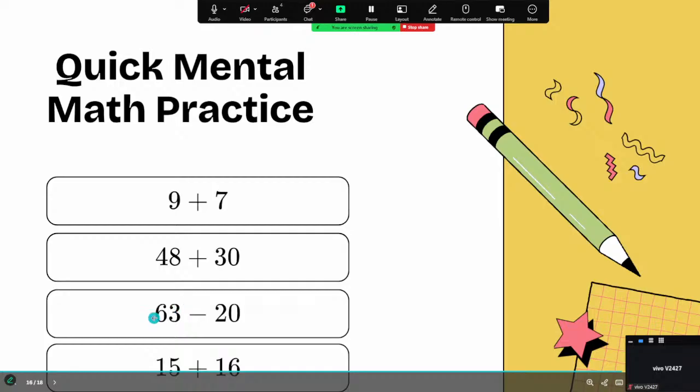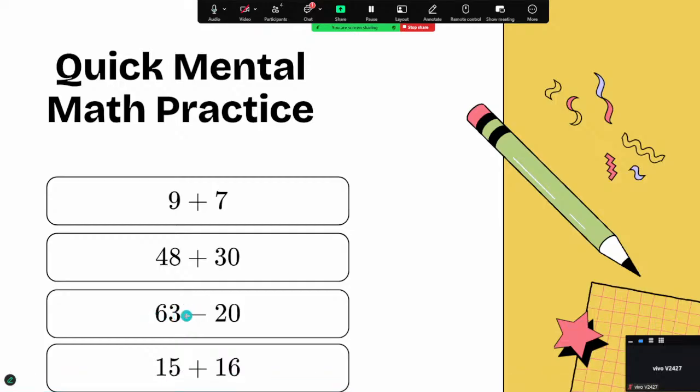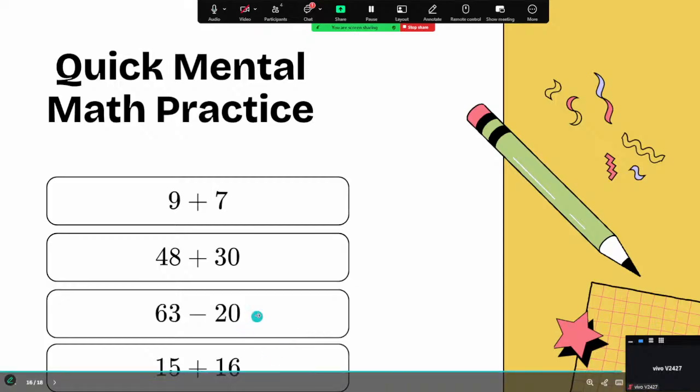And same thing here. We can break this apart into tens. So 60 minus 20, and then 3 minus 0. So 60 minus 20 is 40, and then 3 minus 0 is 3, and then you add those two together. So you get 43.